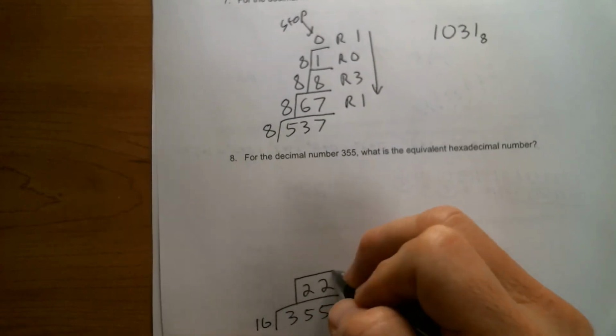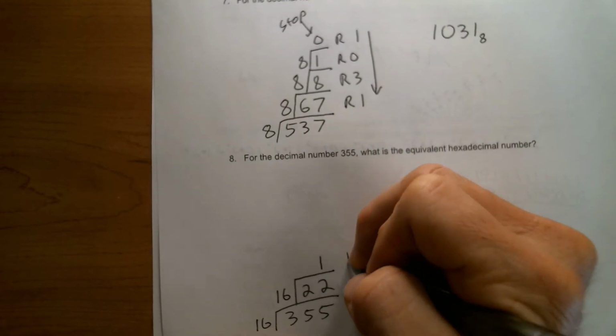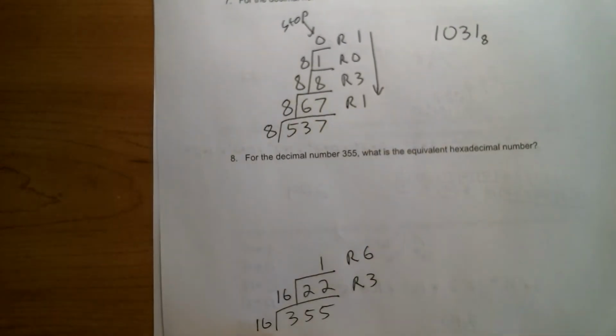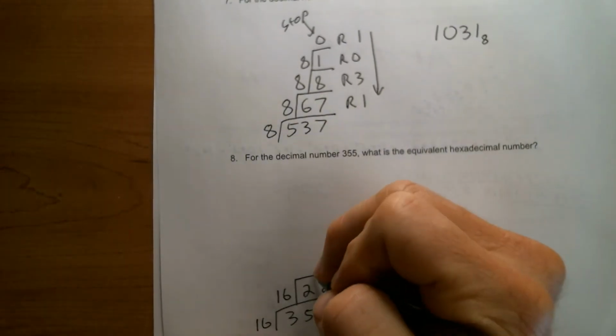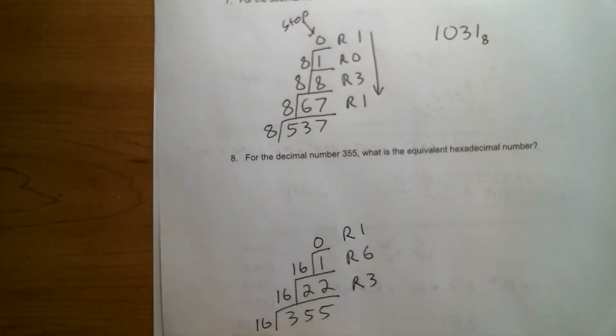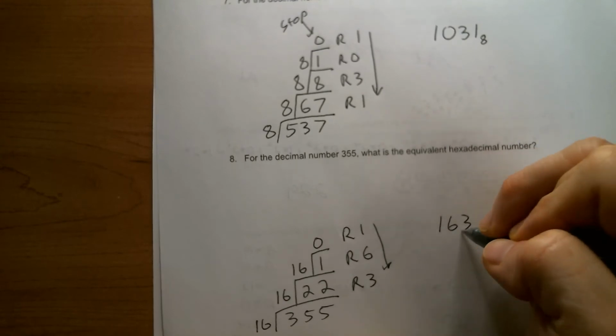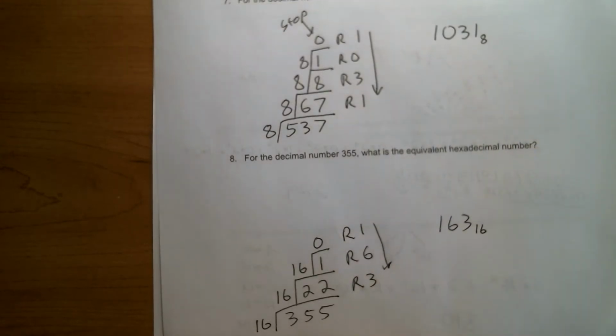Then I would divide this by 16 and say, all right, that's only going to go in once, and the remainder is going to be 6. And again, I don't stop. I then say, all right, this is going in 0 times, and the remainder is 1. So my final answer here in hexadecimal is 163 base 16.